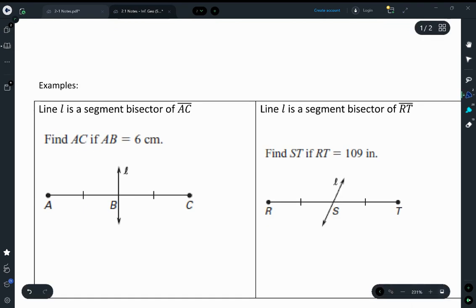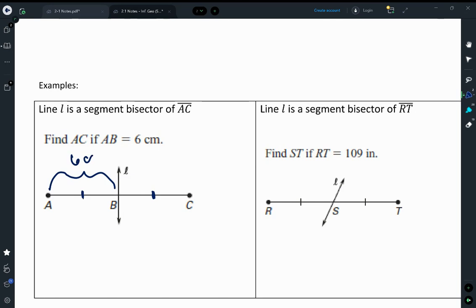For this one, it says line L is a segment bisector of AC. Again, here's one little hash mark on each side, which shows you that they're equal. Find AC if AB is 6 centimeters. Let's figure it on our diagram. If from A to B is 6 centimeters, and I know that from B to C is the same, they're equal. That's what these little marks mean. That's what segment bisector means. Then this is also 6 centimeters.